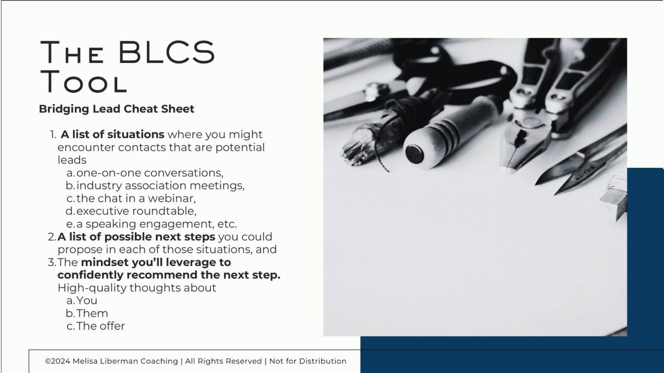That's the third component of this BLCS checklist, is really you understanding a given situation, what might then be the possible next steps you would recommend on a call for that particular situation that the person is facing, whether it's the context they came in on or the set of challenges that they're having or both. And then how would your mindset align to you making that recommendation? That's what this grid looks like for you. And it ultimately becomes your bridging lead checklist, the BLCS.